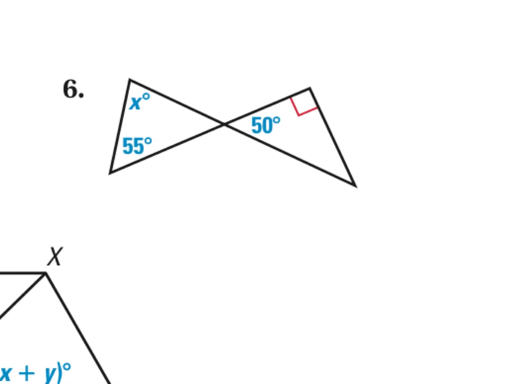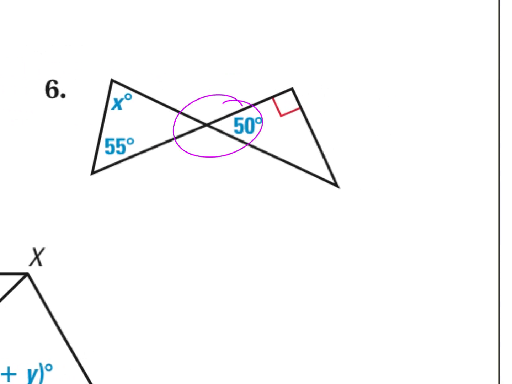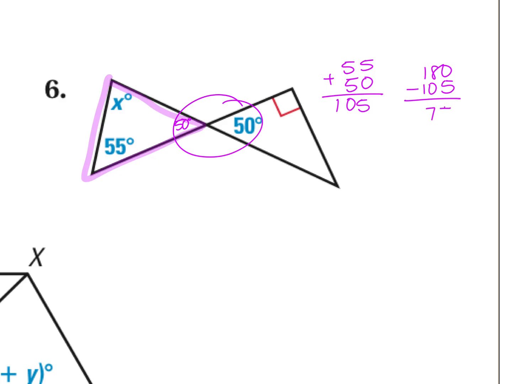Looking at number 6, I have vertical angles right here. So this is also going to be 50 degrees. And then I'm just trying to find x. So I'm only looking at one triangle, which is right here. So I'm going to add these two, 50 and 55. I'm going to get 105 and subtract from 180. If you subtract correctly, your answer is going to be 75. So x equals 75 degrees.